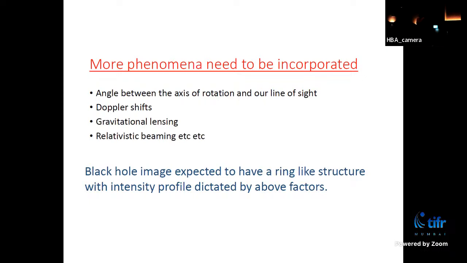So what we have seen from this discussion is that the black hole image is expected to have a ring-like structure with a shadow in between, and the intensity profile of this ring structure is dictated by all such factors. Conversely, once we have the black hole image, we could look at the intensity profile in the image and try to understand the properties of the accretion disk of the corresponding black hole.